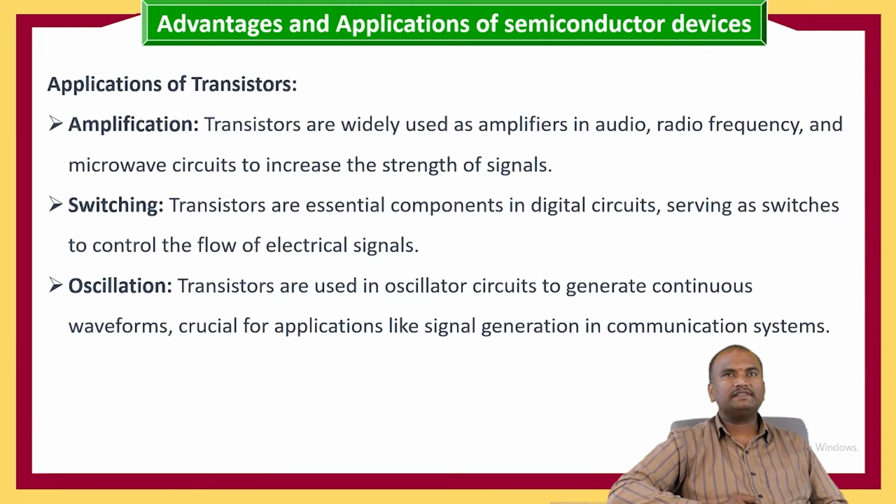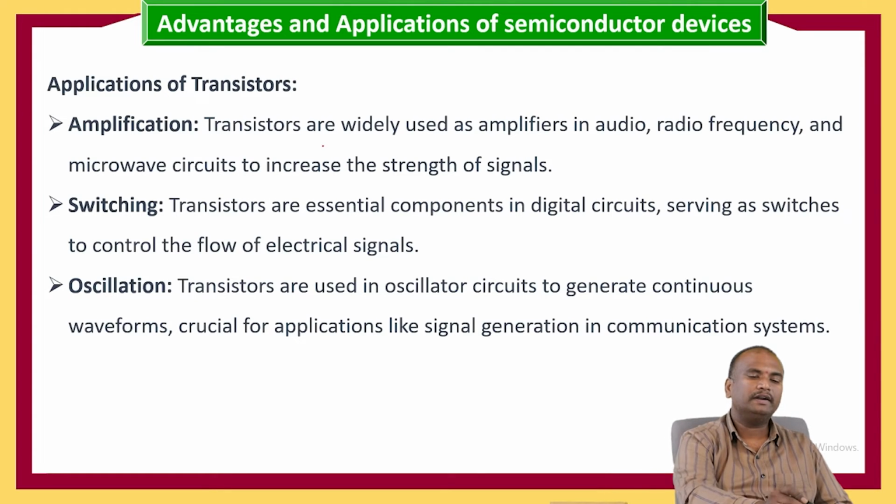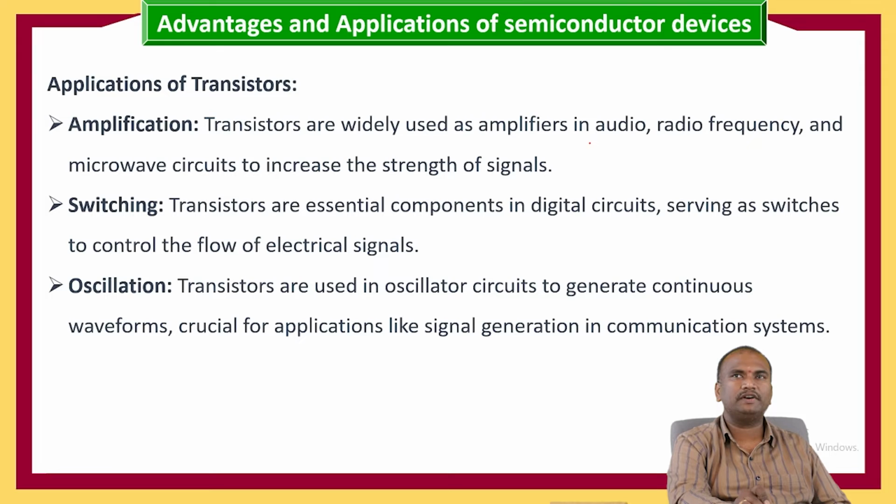The applications of transistors. The first major application of a transistor is amplification. That is, the transistor will act as an amplifier which will strengthen the input signal, whatever signal we give. Transistors are widely used in amplifiers in audio, radio frequency and microwave circuits to increase the strength of signals.